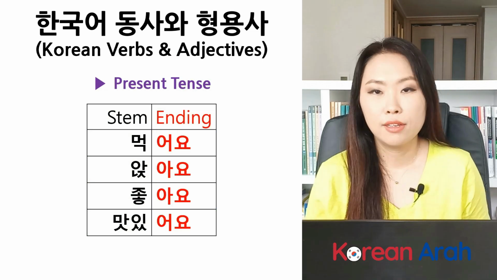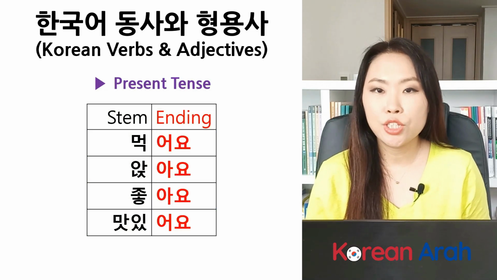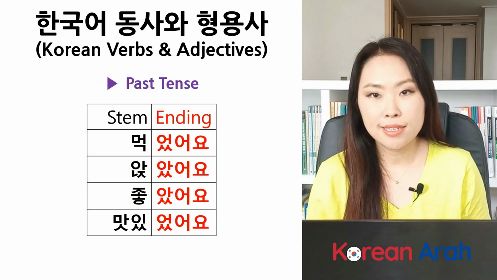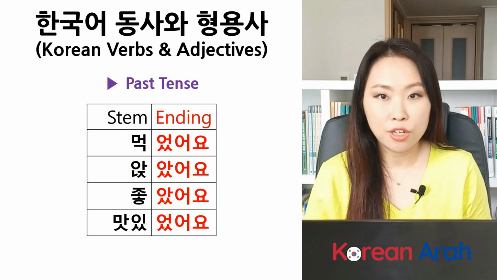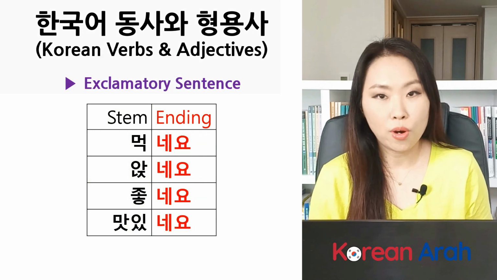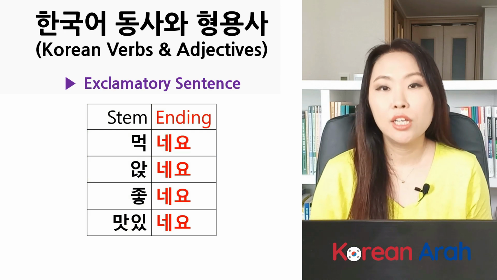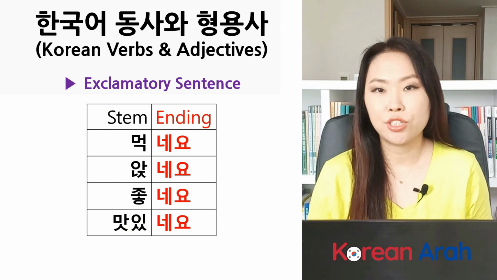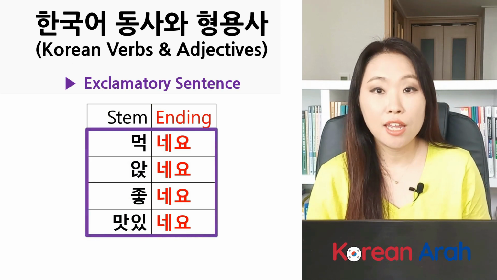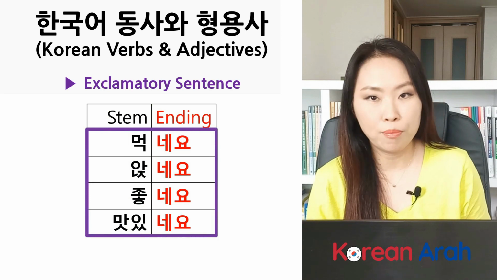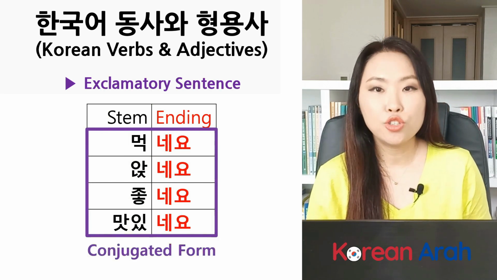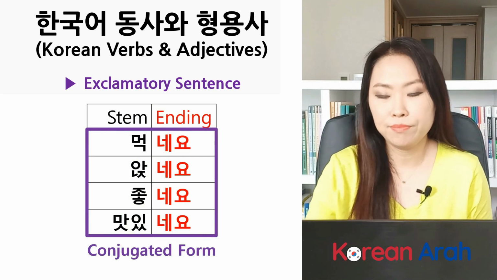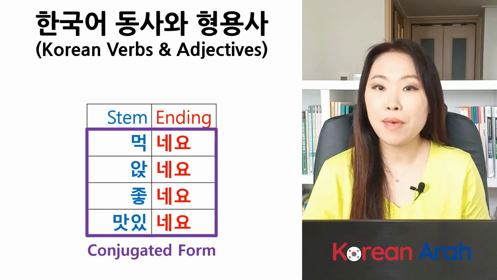For example, in the present tense, you need to attach the ending 아요 or 어요. And in the past tense, you need to attach the ending 았어요 or 었어요. Or in an exclamatory sentence, to express how surprised you are, the ending 네요 should be attached. This kind of form, which is different from the basic form, is called conjugated form.